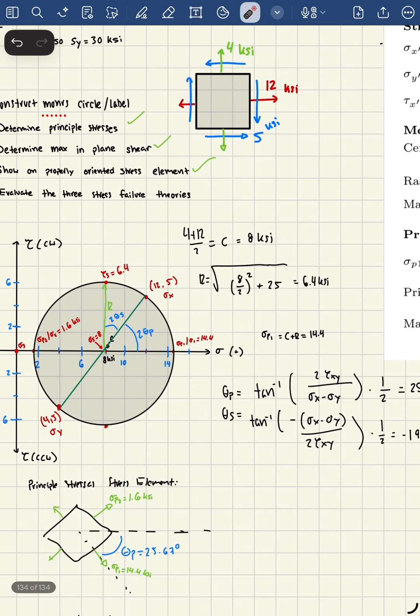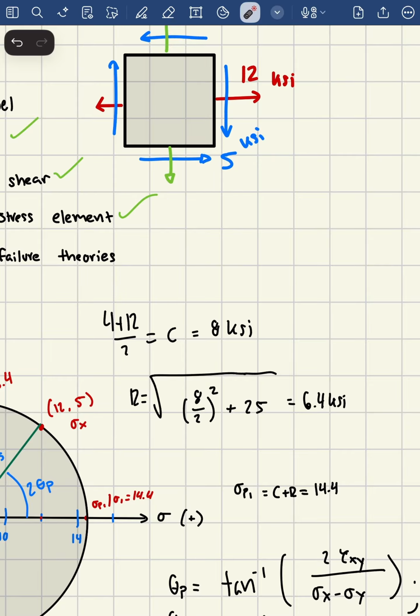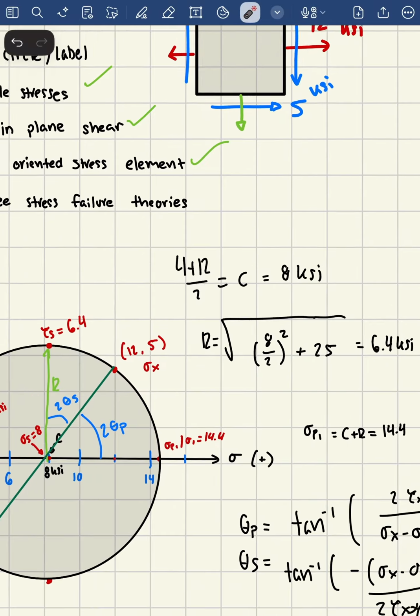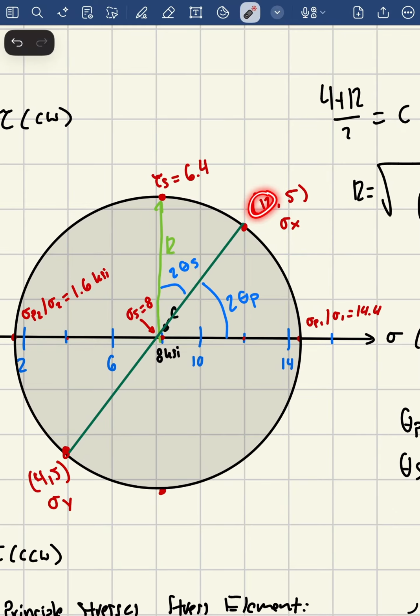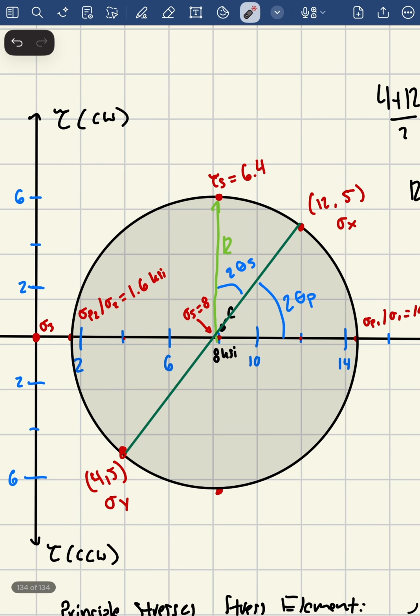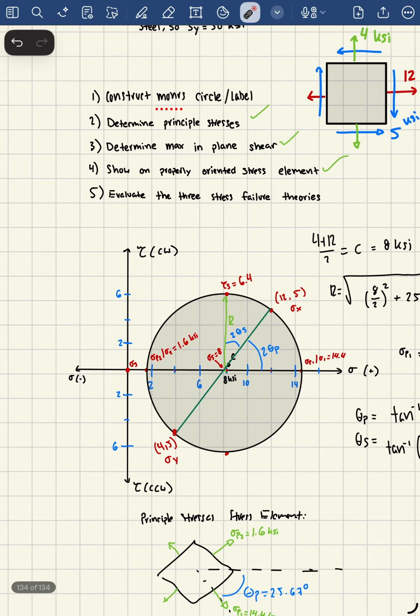We know sigma x is going to be positive 12 and a clockwise rotation with the shear stress. So on this circle, we have positive 12 for that sigma x, as we can see denoted here. And then it's going up because that shear stress is clockwise of 5 ksi. That is how we have that. It's always going to be on the edge of the circle. Do the same for the sigma y. It's going to be 4 and then 5 counterclockwise for shear stress. As we can see, this is a counterclockwise rotation.